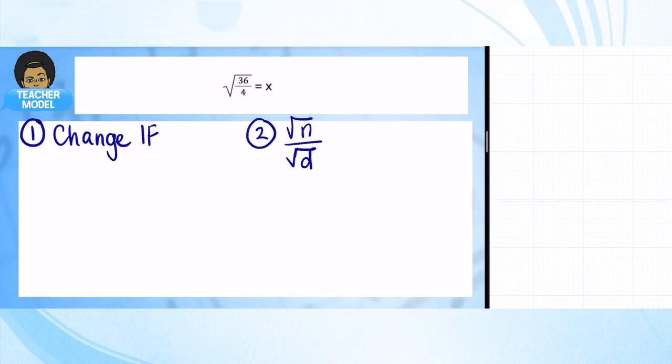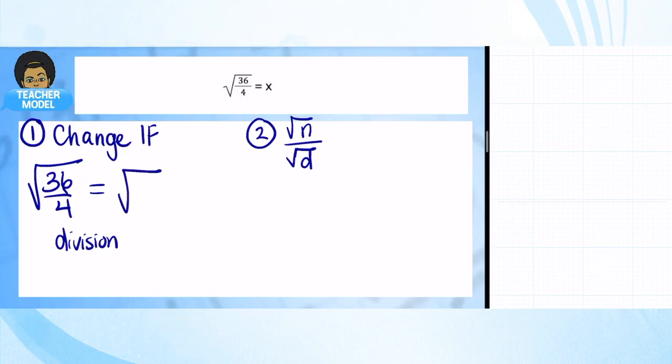So in the first one, I decided I want to take 36/4, and I just want to simplify that. Use my division. 36 divided by 4 is 9. So now that is a problem I can figure out. The square root of 9 is equal to what? Well, square root of 9 is 3. X equals 3.